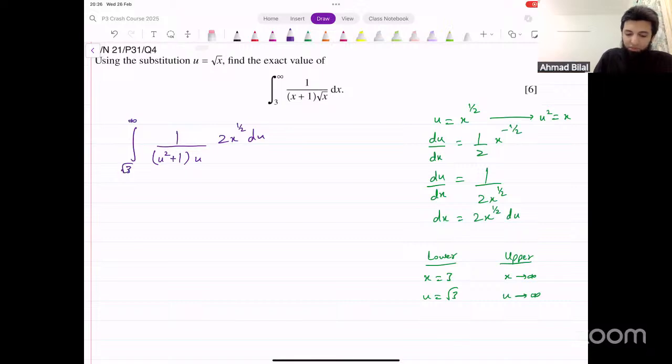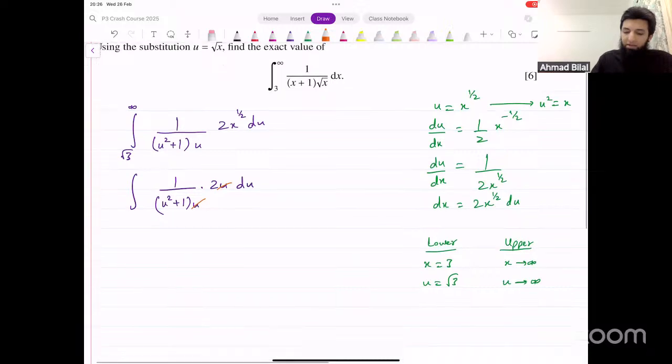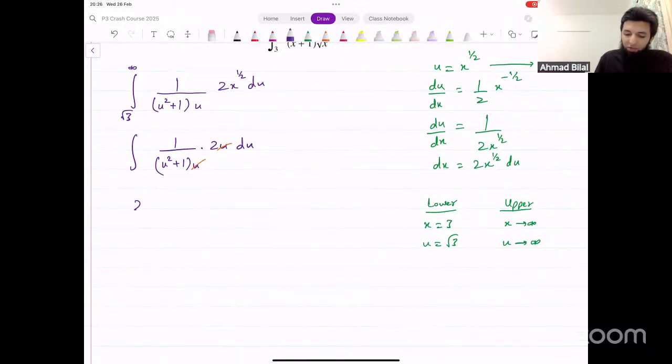Just doing this much will at least get you 2 out of 3 marks, right? Converting everything, or maybe not this much, but x power 1 over 2, you replace that with u as well now, because we have to eliminate all x terms, right? This is x power 1 over 2. We replace that with u, and that gives us 1 over u squared plus 1 times u into 2u du. u and u get cancelled, and we just have 2 over this. I can write 2 outside, and that leaves me with 1 over u squared plus 1 inside. With respect to u, we have to integrate this. Limits are from square root of 3 to infinity.